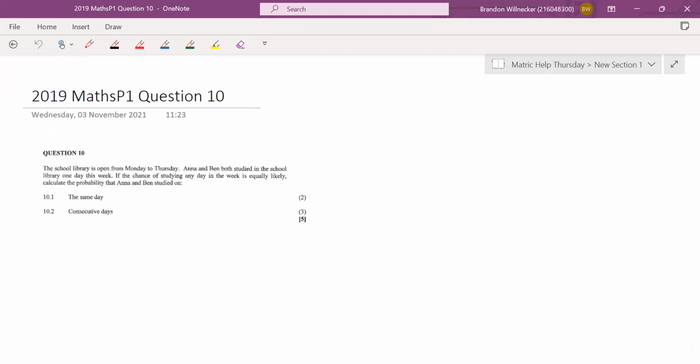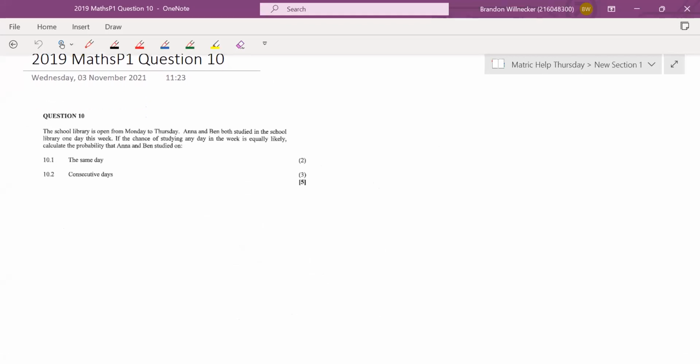This next one is question 10 from 2019 Maths paper 1. Question 10, the school library is open from Monday to Thursday. So it opens on Monday up until Thursday, not Friday, not the weekends. Anna and Ben both study in the school library one day this week. So one day out of the week, Anna goes to the library, maybe another day in the week, Ben goes to the library. Now we carry on reading.